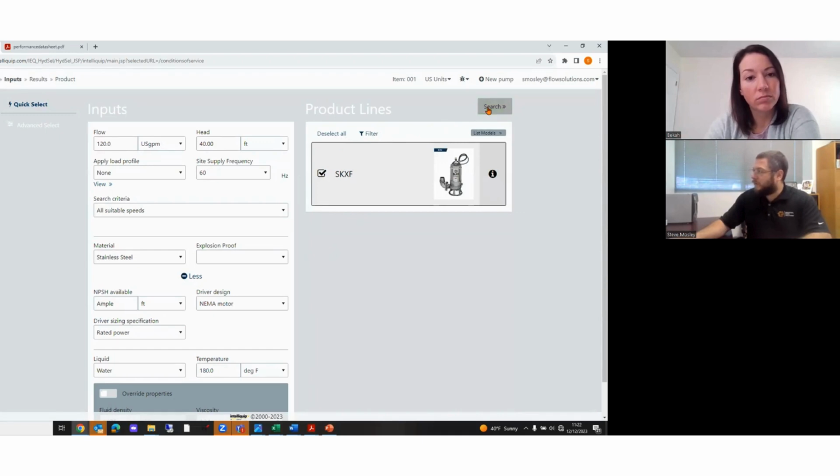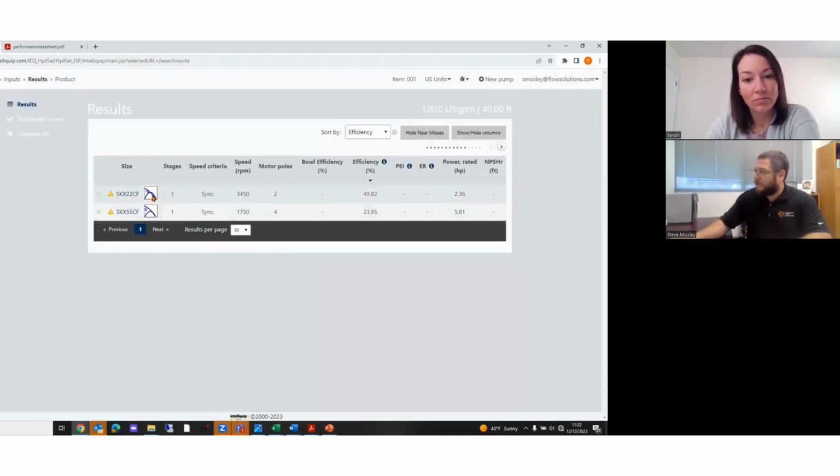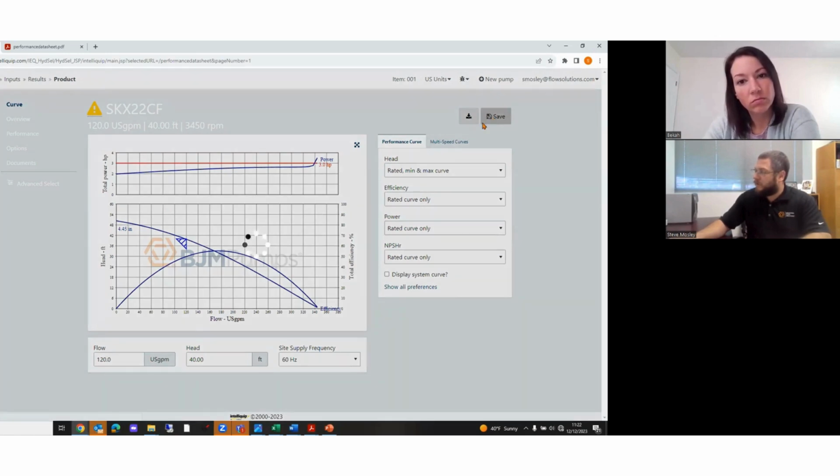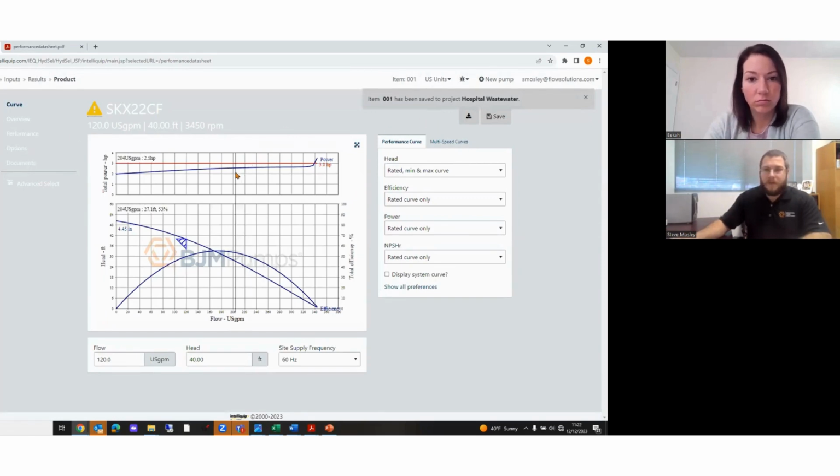We can now go through our search for this SKXF, and we have two options. The SKX22 meets the operating point at a better point along the performance curve, so we'll take that option. And we can save this one as our brewery wastewater application. All right.